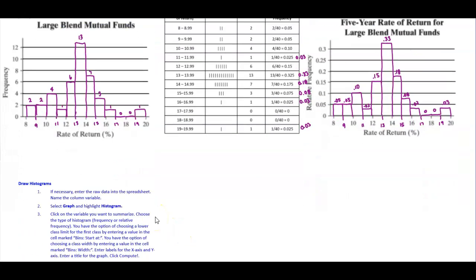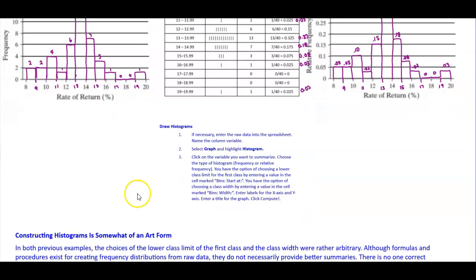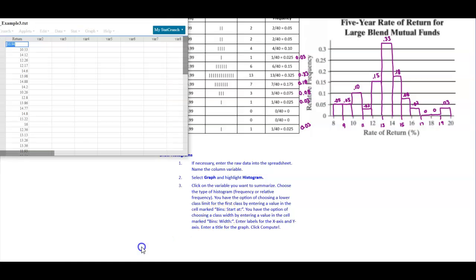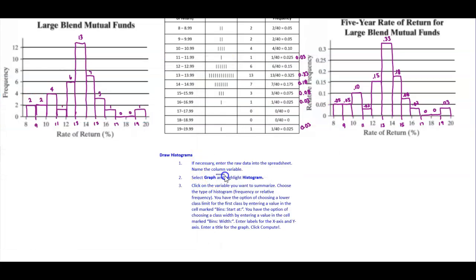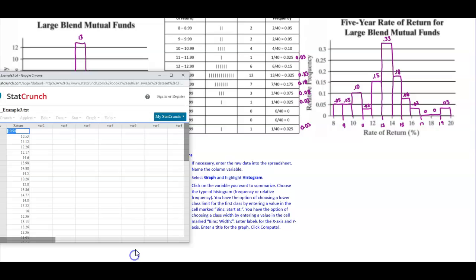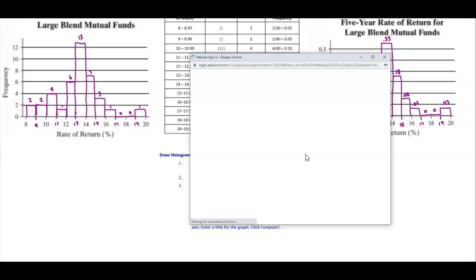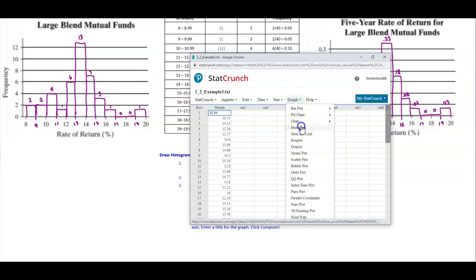Now let's go ahead and graph these on StatCrunch. If we want to construct this on StatCrunch, let's go ahead and do this. We're going to open up our data. We already have our data typed in, so we have all our data in for the returns. We're going to select Graph, and then select Histogram.